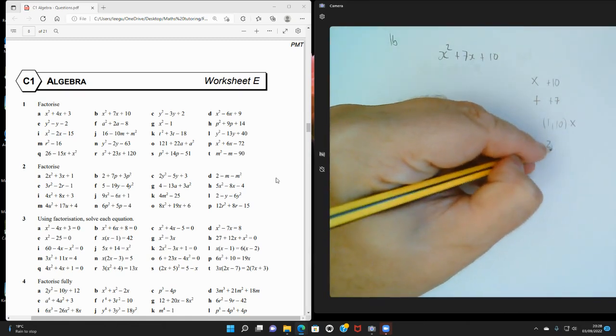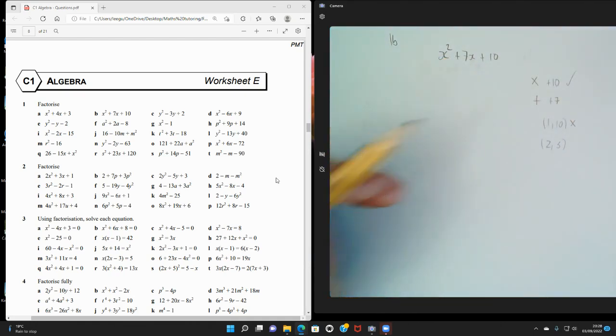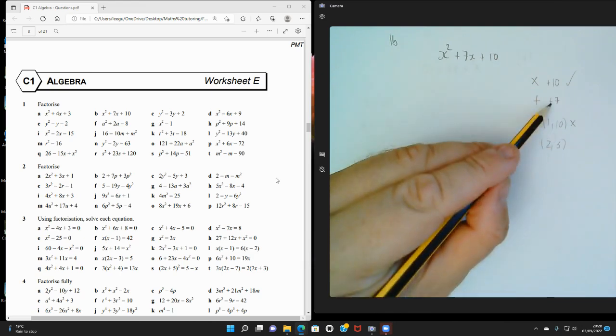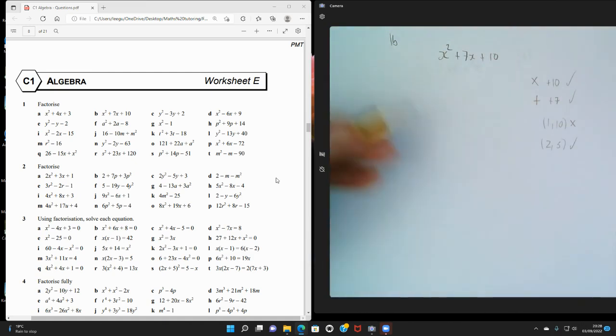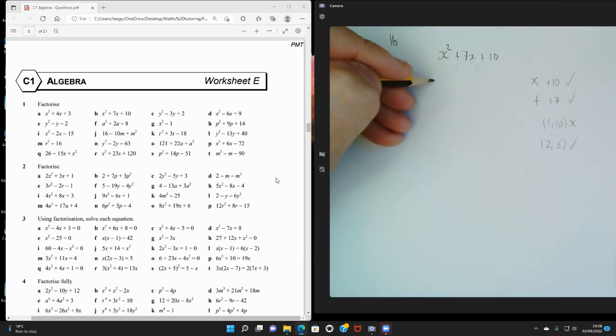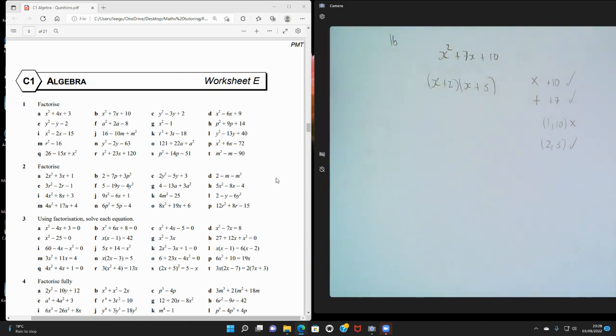Let's consider then 2 and 5. 2 times 5 does multiply to make 10, and 2 add 5 also adds together to make 7. So this is the correct factor pair. This means that this expression can be factorized as x plus 2 and x plus 5. And that's how we factorize a quadratic expression. There's a lot more that can be said about all the different pluses and minuses. It can get a little bit more complicated than that. So let's have a look at another one.